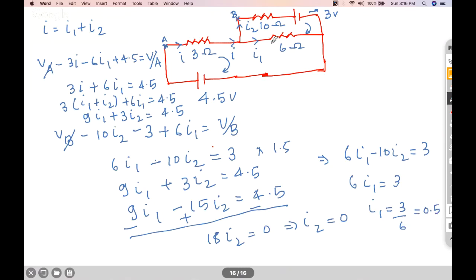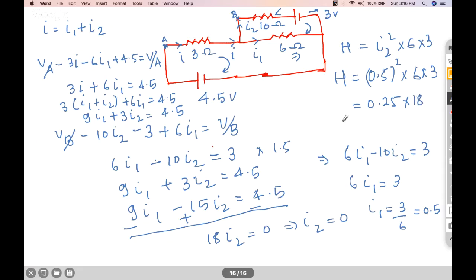Now I am asking about the 6 ohm resistor. So the current in 6 ohm is not 0, while in the 10 ohm the current is 0. For the 6 ohm, the heat would be equal to I1 squared multiplied by 6 into 3 seconds. So this comes out to be 0.5 squared multiplied by 6 into 3. That comes out to be 0.25 into 18, which is equal to 4.5 joules. So the answer is 4.5 joules. Now let me go to question number 29.